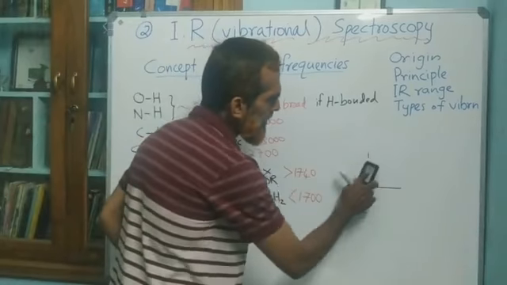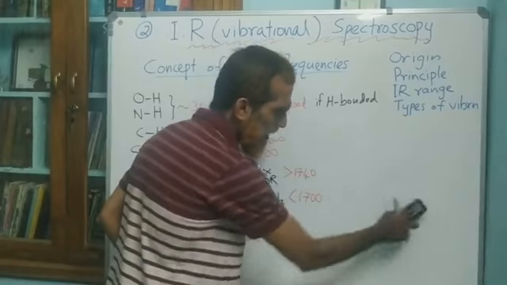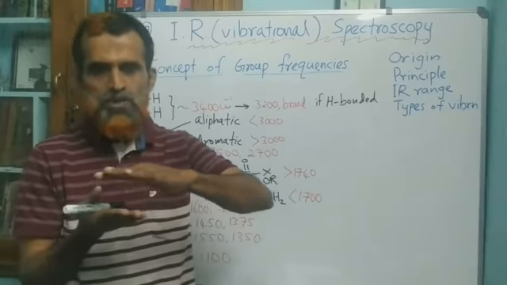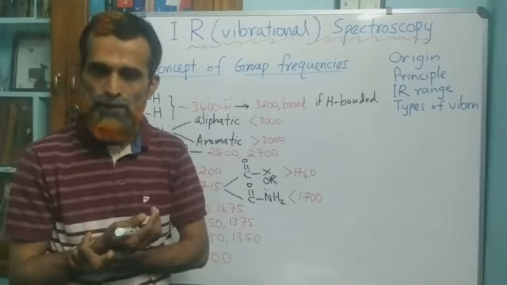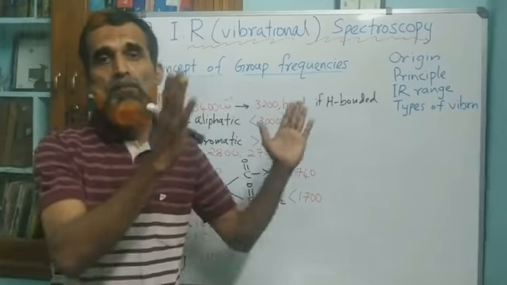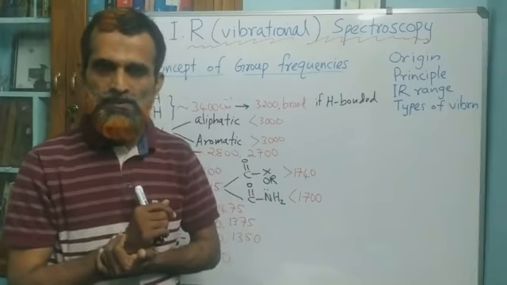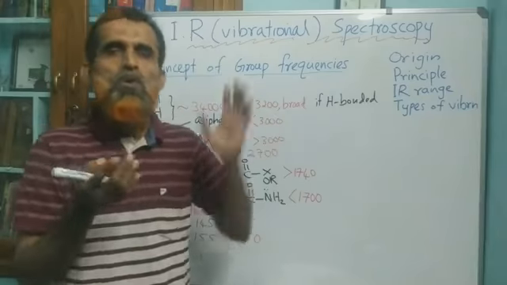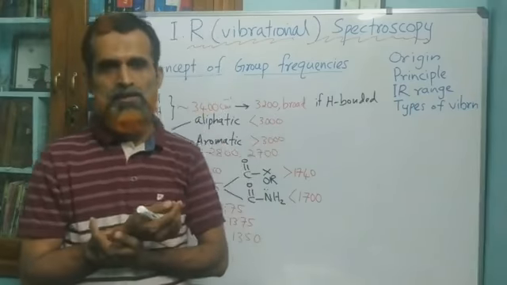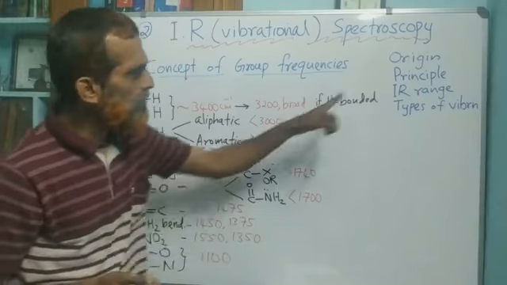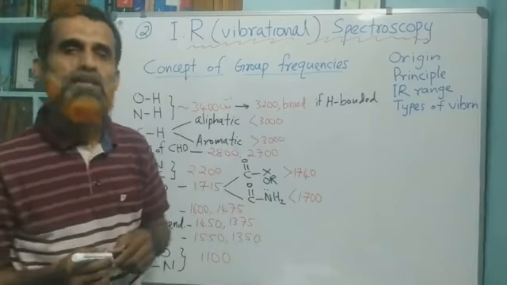Anyway, this is the basic principle of IR spectroscopy. It involves transition of molecules from a lower vibrational level to a higher vibrational level by absorption of electromagnetic radiation from the IR range, because the vibrational energy gap corresponds to the energy of IR radiation, and that is governed by quantum mechanical selection rules.